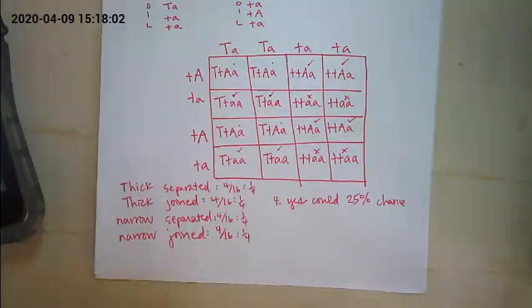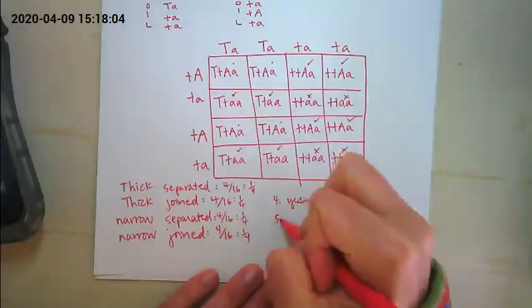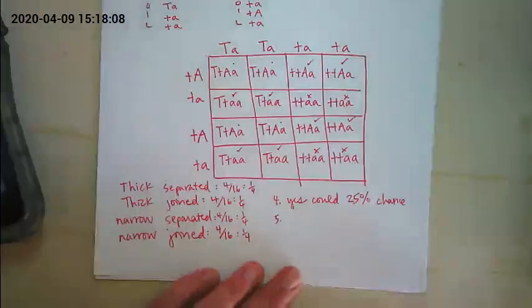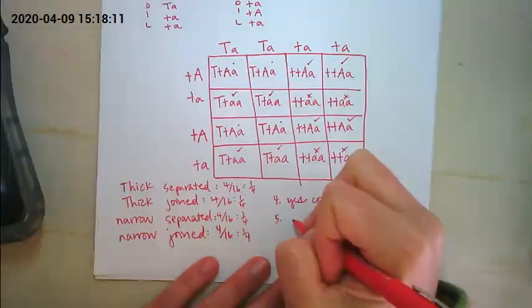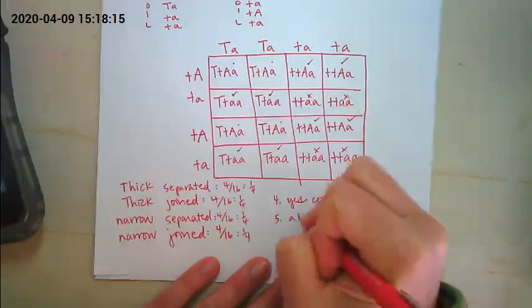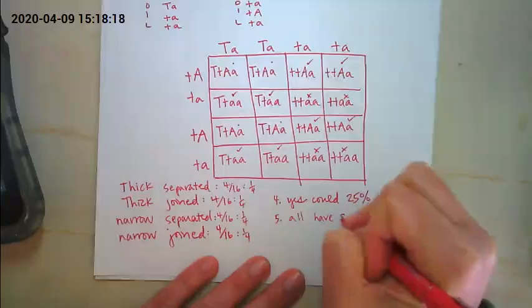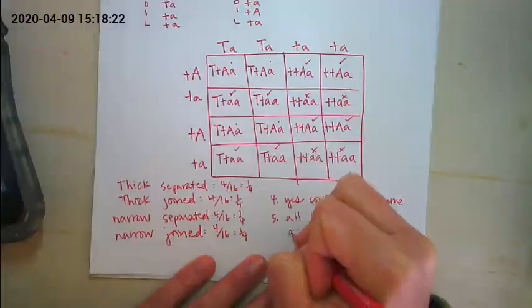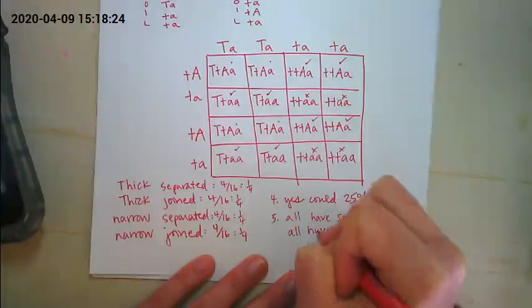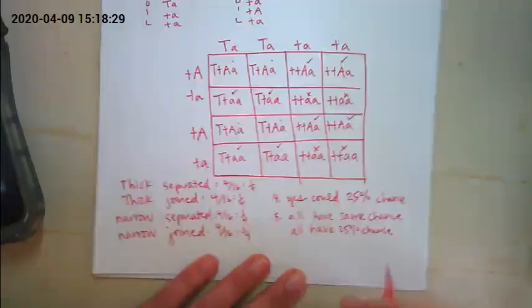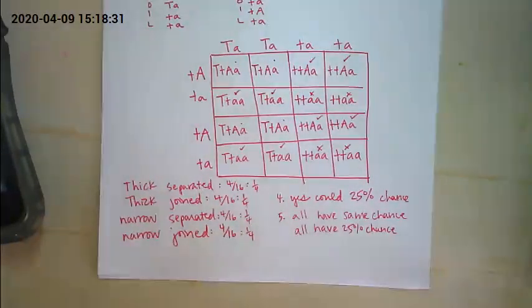What is the most likely eyebrow phenotype of their offspring? Last question. What is the likelihood? There is no likely phenotype. All have the same chance, so all have a 25% chance. So there is no likely phenotype. All right, that's problem D.